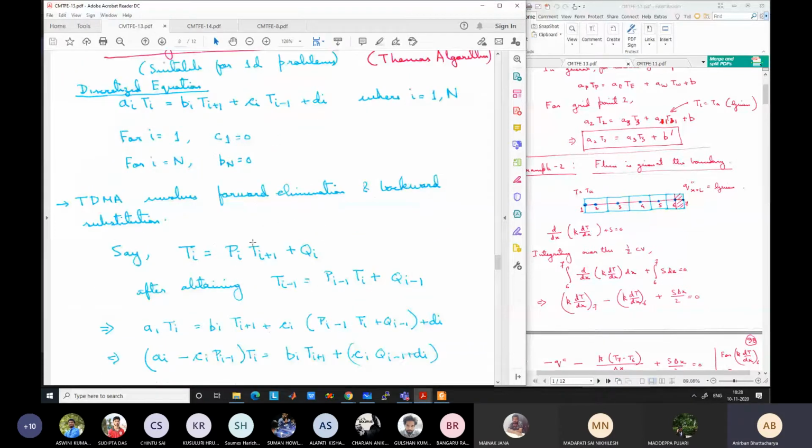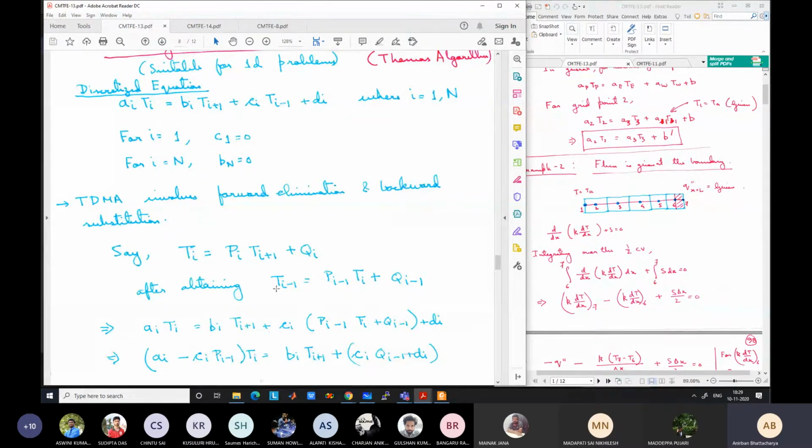First step is somehow we know that Ti minus 1 is equal to Pi minus 1 Ti plus Qi minus 1. What do we mean by we know? We mean that we know the value of Pi minus 1 and Qi minus 1. You can ask me how we can know that; I will answer that later. At this moment, assume that you know the value of Pi minus 1 and Qi minus 1. Then what should be the value of Pi and Qi that we want to know? If I know for the previous grid point Ti minus 1 what are the coefficients, I want to know for the ith grid point what should be the coefficient value.